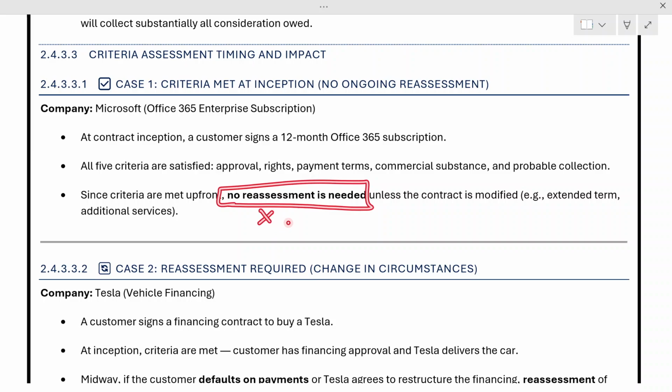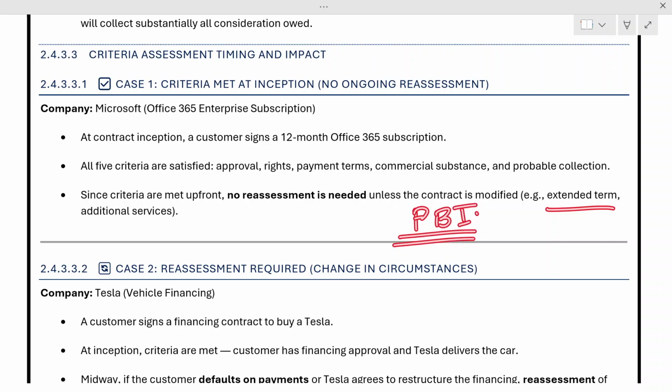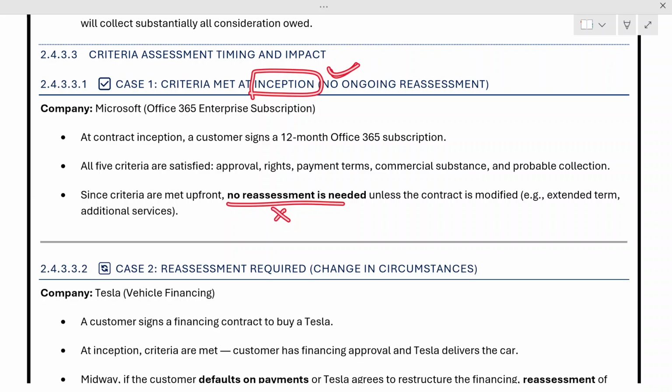So Microsoft won't reassess whether the customer will be able to pay or not, unless the contract is modified. If there is a change in contract, for example, the customer says I need an additional extended term for this Microsoft license, or I need Power BI along with Microsoft Excel, or there are certain other changes or additional services. Once the assessment is done at the inception or start of the contract, then again no reassessment is done.